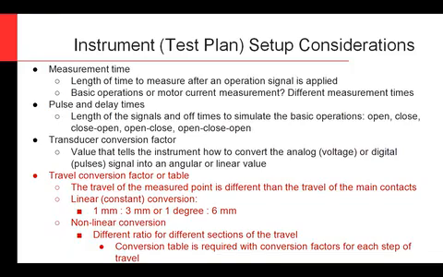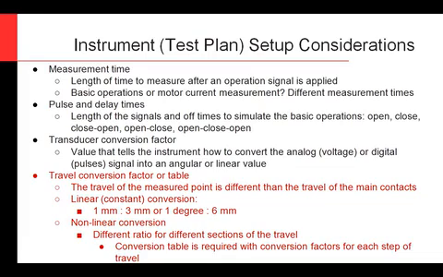Transducer conversion factor. We have both analog, digital type transducers, so you want to know how many pulses is a millimeter, how many pulses is a degree, or like a resistance value if it's an analog. And then one thing, as I mentioned before, is a conversion factor or a table. So if you have where now you're hooking up your transducer and it's not an actual one-to-one representation of the interrupter, you might need to say, okay, 1 millimeter is equal to 3 millimeters here. So 1 millimeter of transducer travel is equal to 3 millimeters of actual interrupter travel.